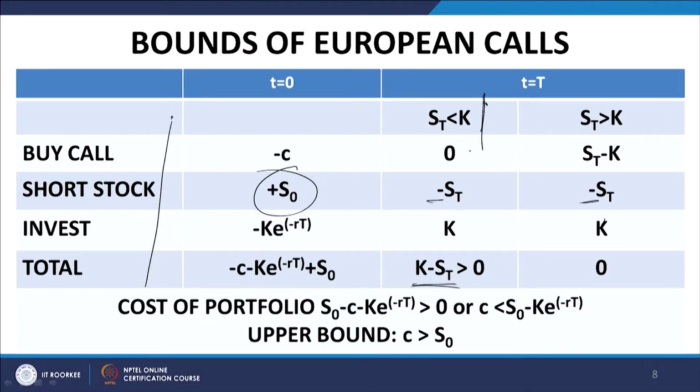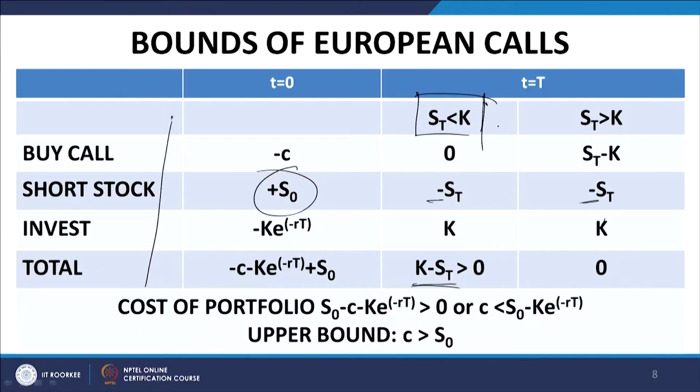Now, there would be some probability, howsoever small, that this state occurs at T equal to capital T. There may be a large probability, there may be a small probability, but there is some finite probability that this state can occur. And because there is some finite probability that this state can occur, that means this combined cash flow will command a positive price at t equal to 0.